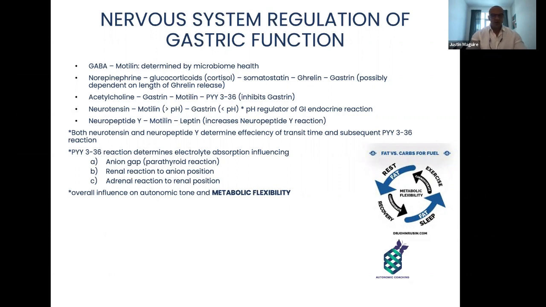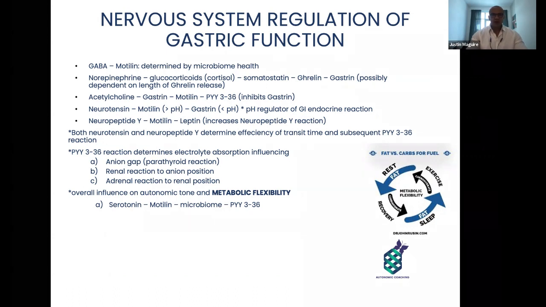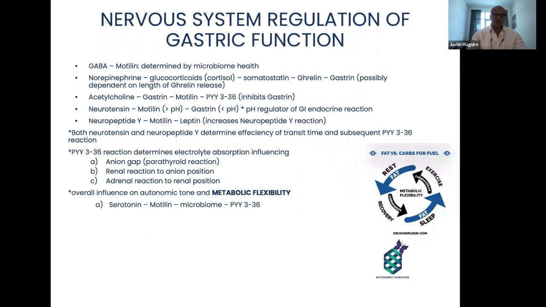Overall influence on autonomic tone and metabolic flexibility. Serotonin also helps to regulate motilin, which also has an impact on the microbiome. So very important, when there's an excessive release of motilin, what you'll find is the healthy microbiome actually gets flushed out of the system, and the unwanted microbiome have a better opportunity to flourish. This is the reason why fasting dietary plans are useful to aid in dysbiotic status, because they starve unwanted bacteria due to the fact that they have shorter half-life cycles.